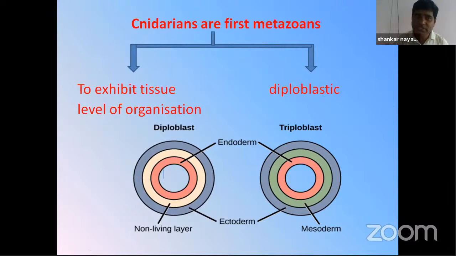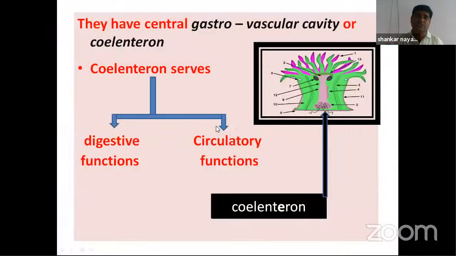Cnidarians are the first metazoans to exhibit the tissue level of organization. And they have a diploblastic nature. Diploblastic means it has two germinal layers, ectoderm and endoderm. In these diagrams you can see ectoderm and endoderm. Here you are also watching mesoderm, but mesoderm is absent in these animals. Try to remember, we find only two germinal layers, ectoderm and endoderm. Mesoderm is completely absent in these animals.